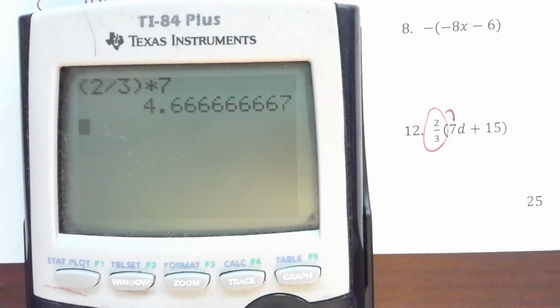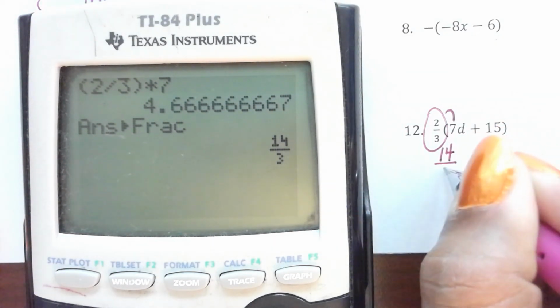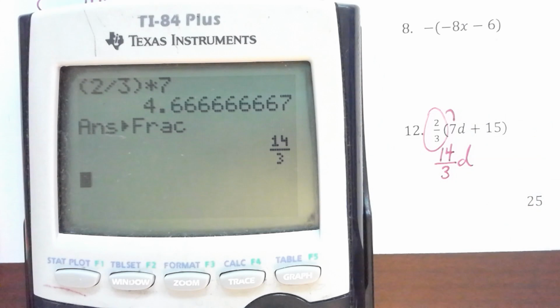Thank you. When you hit enter, you should get this. Did you get this decimal? From there, math 1, enter. We want a fraction to keep it clean. So we have 14 over 3D. Do we all see that?